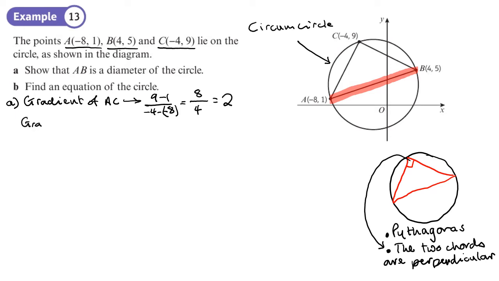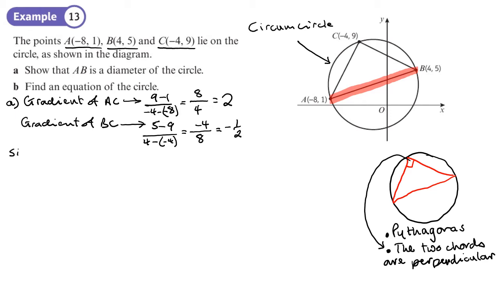Now let's have a look at the gradient of BC. The gradient of BC is going to be the change in y. So let's do, could do either way around really, 5 minus 9 over 4 minus -4. So that gives me 5 minus 9 is -4. And then I end up with 4 plus 4, which is 8. Okay, which is -1/2.